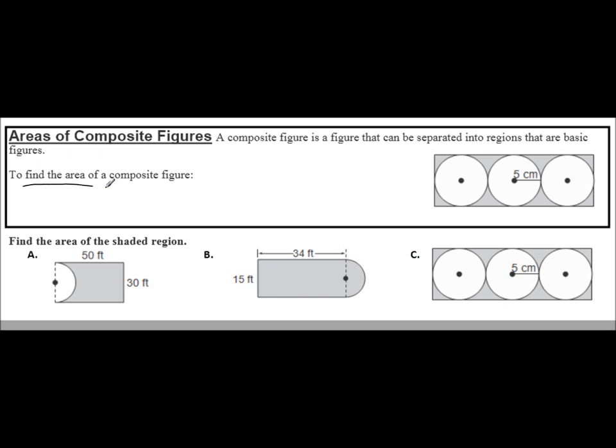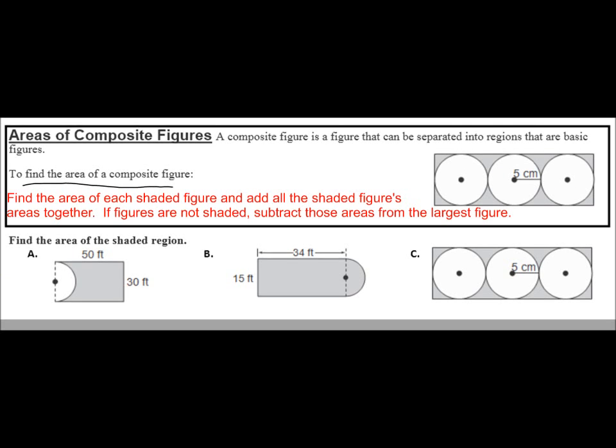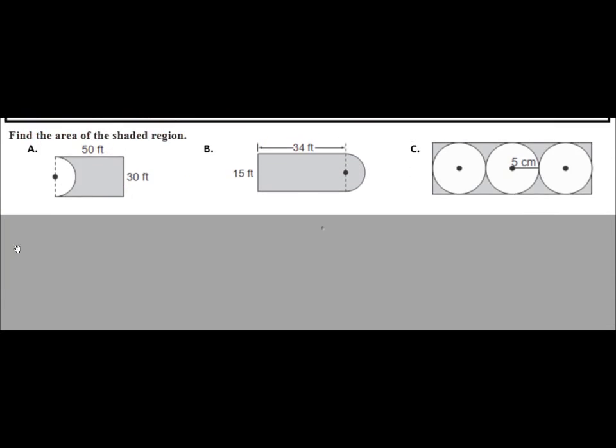So to find the area of a composite figure, you're going to first find the area of each shaded figure and then add all the shaded figures together. So in this example, you find the area of each shaded figure and then add the two shaded figures together. If the figures are not shaded, you're going to subtract those areas from the largest figure. So in this example, you would take the largest figure, which is a rectangle, and then subtract the non-shaded figures, the three circles. So to get a better idea, let's work example A.